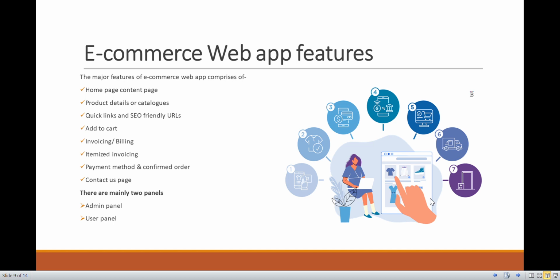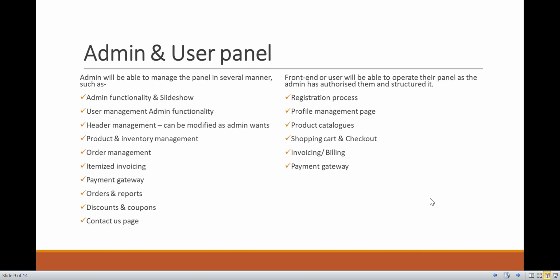One is the user panel and one is the admin panel. The admin panel is able to manage the application in several ways, such as admin functionality and slideshow. Admin is always the person who handles the back end part. Whatever displays on the web application, admin is the one who modifies it. In this panel, we can modify all the data that you see in the web application. If you want to change the catalogs, the view, or the content, whatever it is, we can do it in this admin panel.